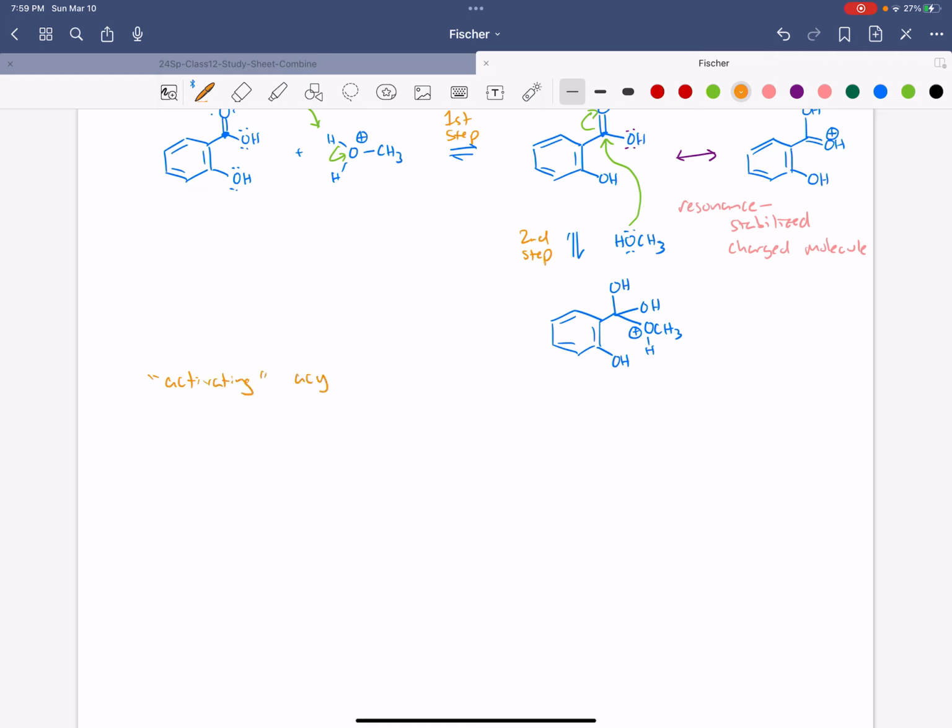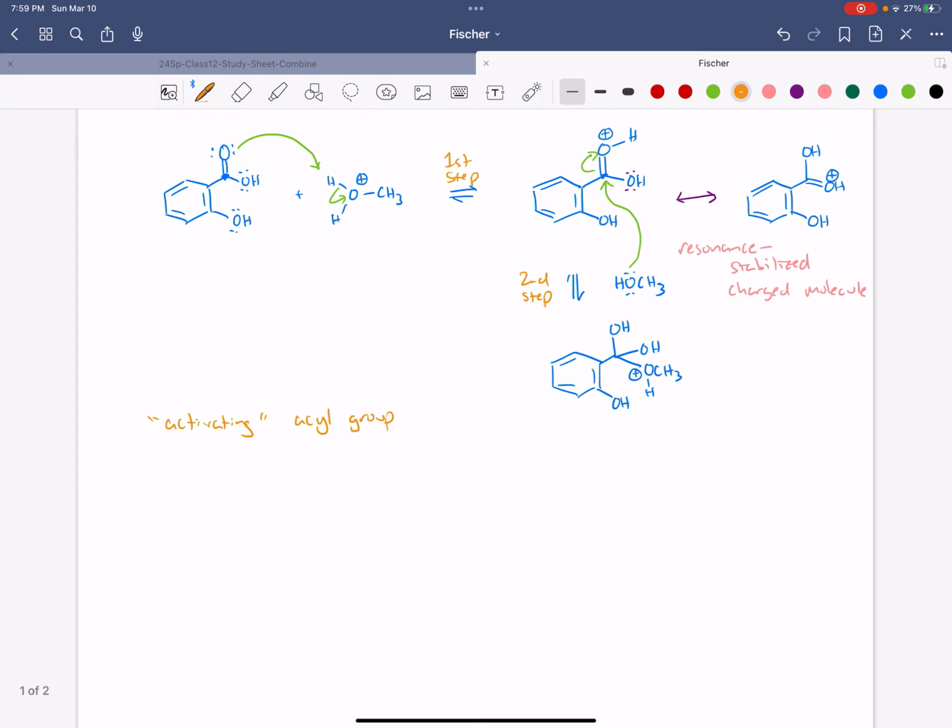The acyl group. Activation for what? Activation for the attack. What attack? This attack right here. This attack. It is more likely that methanol will attack this carbon than it is to attack this carbon over here. And that is because when you protonate an acyl group, let me simplify this a little bit.